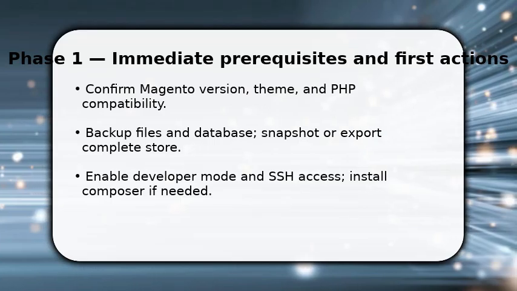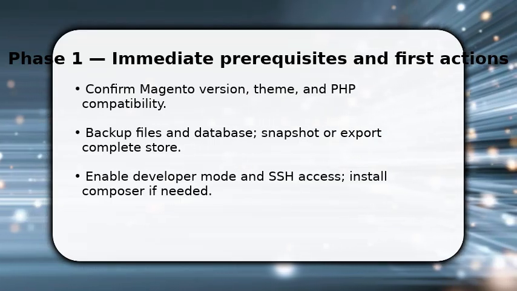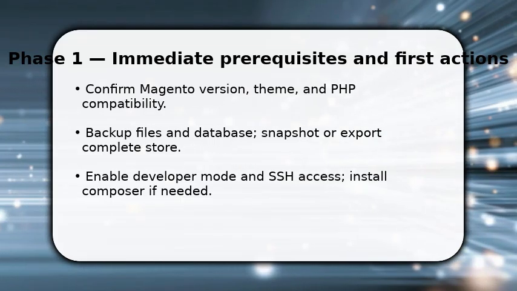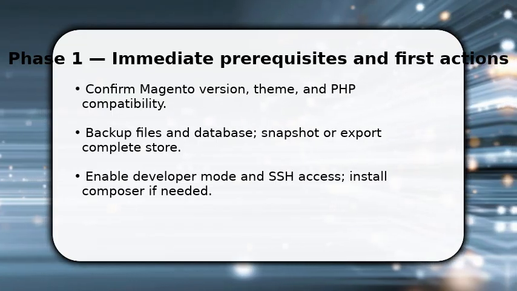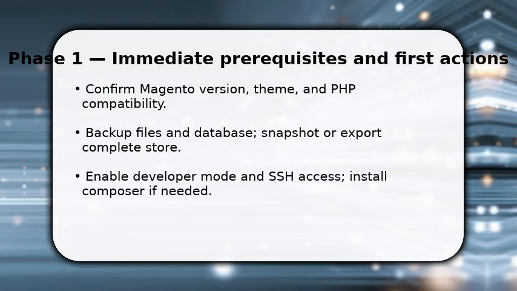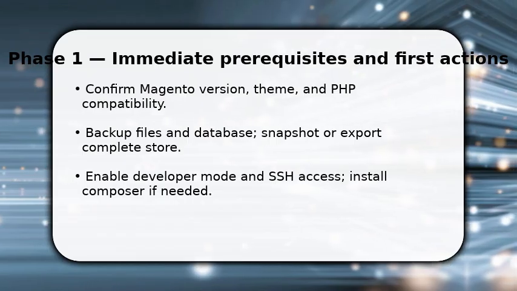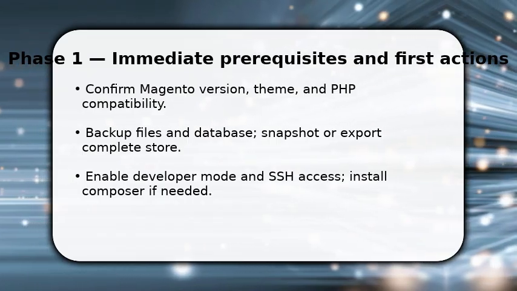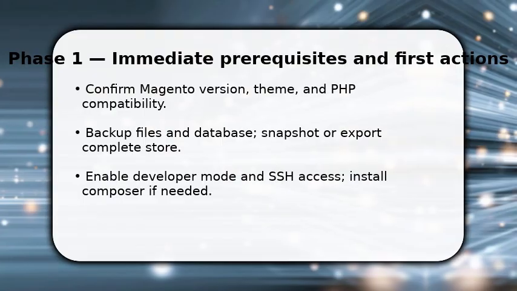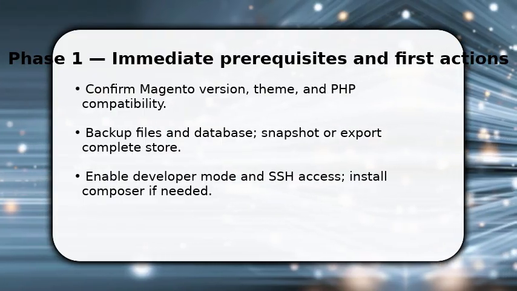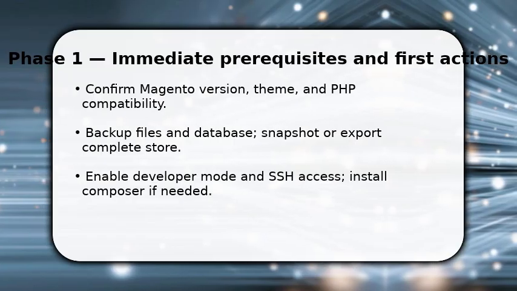Enjoy the video. You start by verifying compatibility. Check Magento version, PHP, and theme constraints so the extension will run. Once done, make a full backup, files, and database, so you can roll back if needed. Next, enable developer mode and open SSH. You'll use Composer or the command line to install.